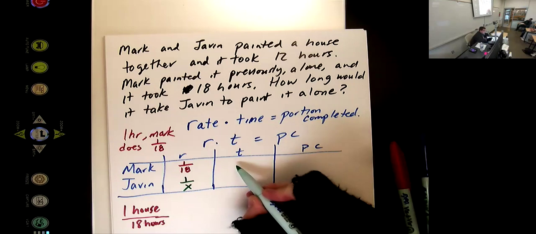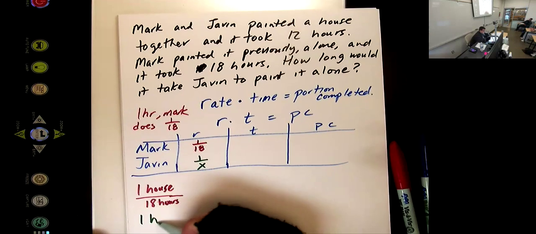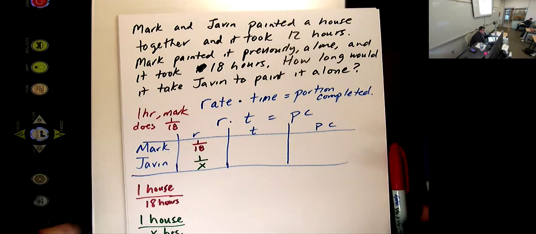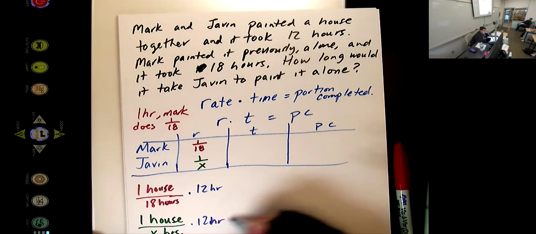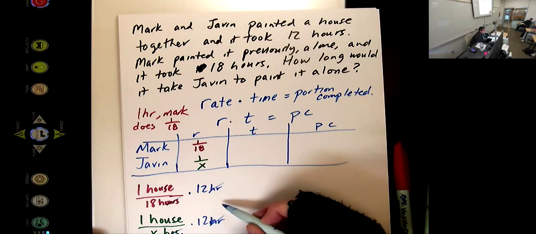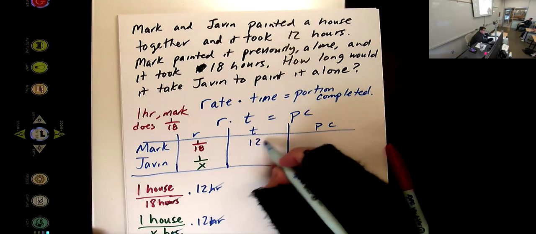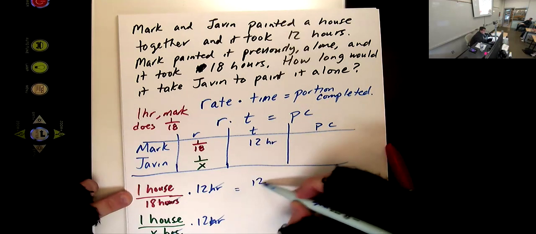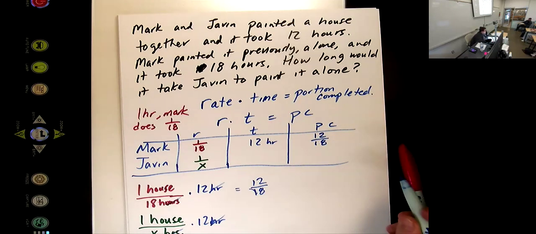Well, they were both working for 12 hours. So if I multiply this by 12 hours, hours cancels on both of them, and I'm just left with the portion of the house that they did. So in 12 hours, Mark can do 12/18, which simplifies to 2/3, but I'm not going to simplify it for now.